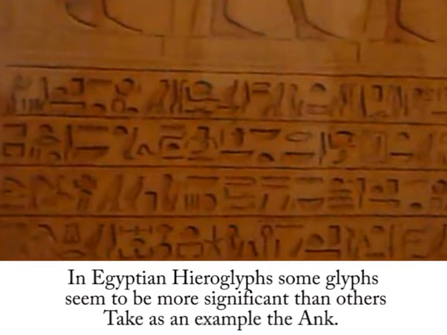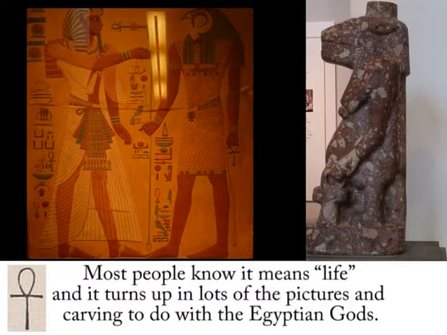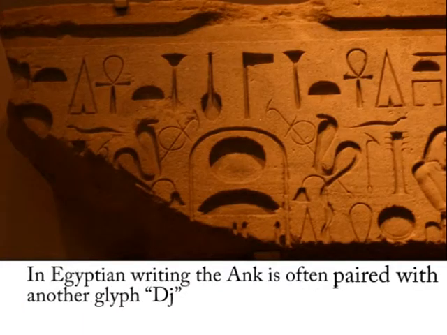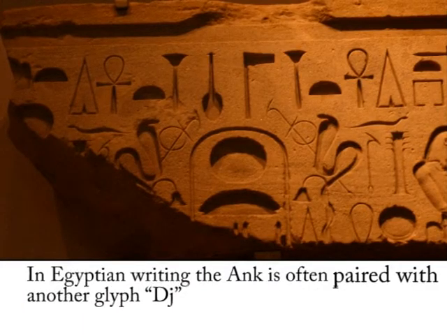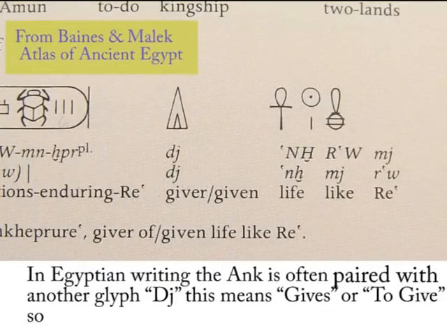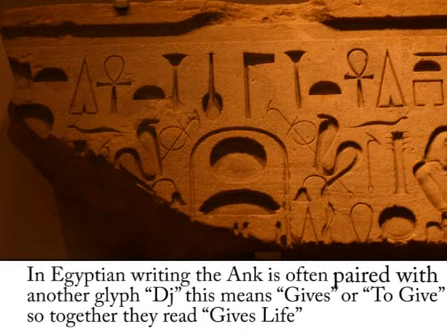Take as an example the Ankh. Most people know it means life, and it turns up in lots of pictures and carvings to do with the Egyptian gods. In Egyptian writing, the Ankh is often paired with another glyph, Ja. This means give or to give, so together they read, gives life.